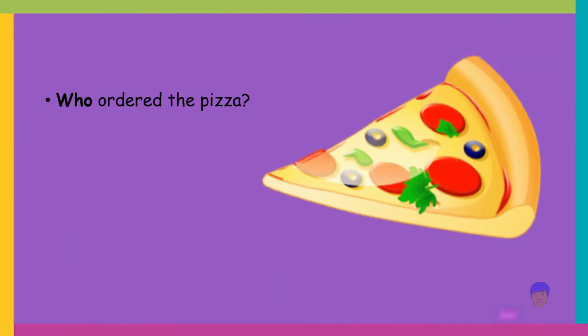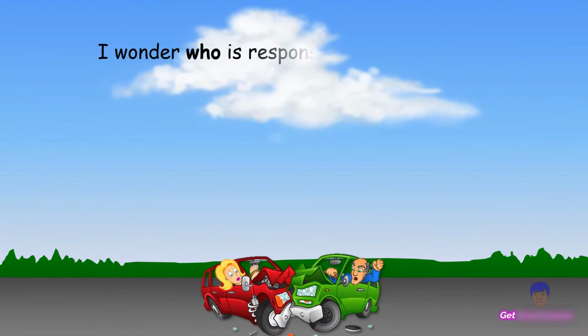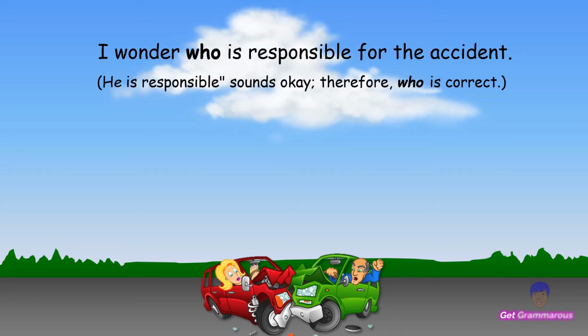A neat trick for spotting who. Substitute who with the word he. If that part of the sentence still makes sense, then who is almost certainly correct. For example, who ordered the pizza? He ordered the pizza. He sounds okay. Therefore, who is correct. Another example. I wonder who is responsible for the accident. He is responsible sounds okay. Therefore, who is correct?